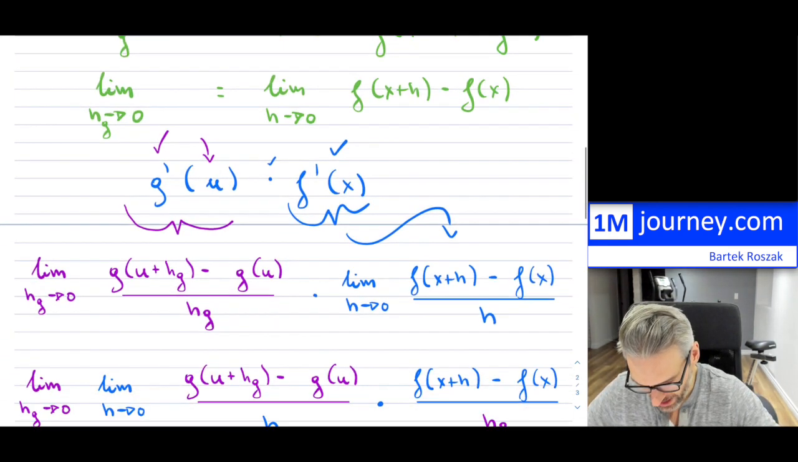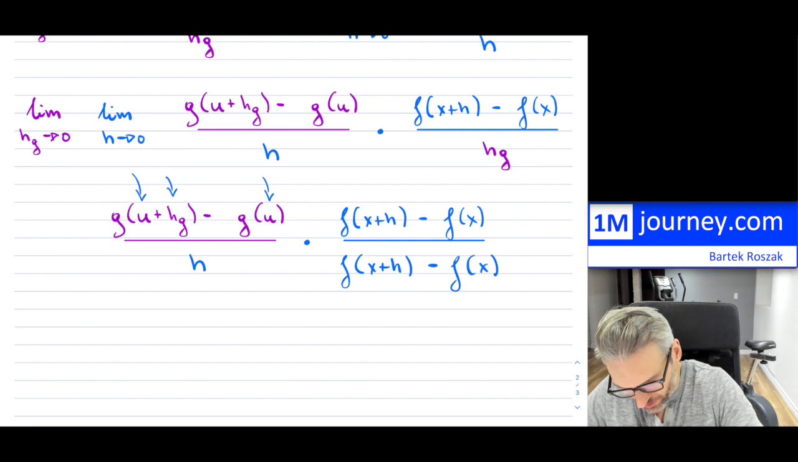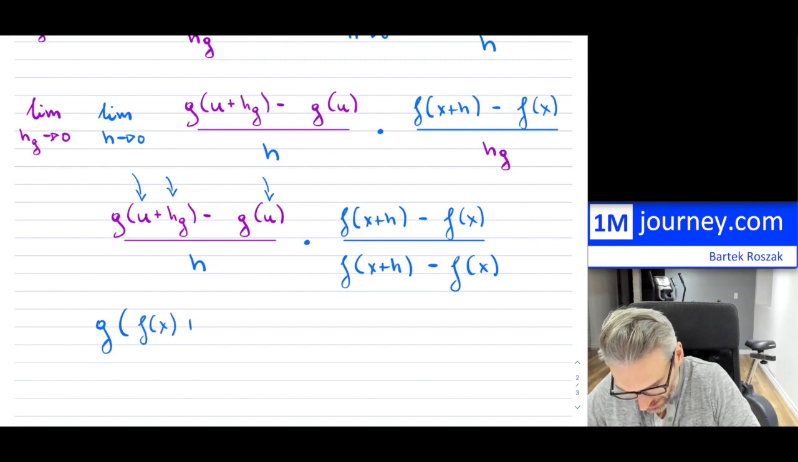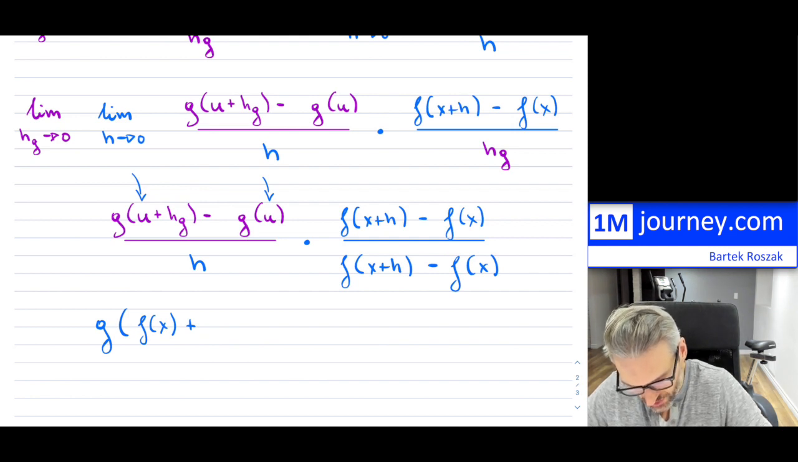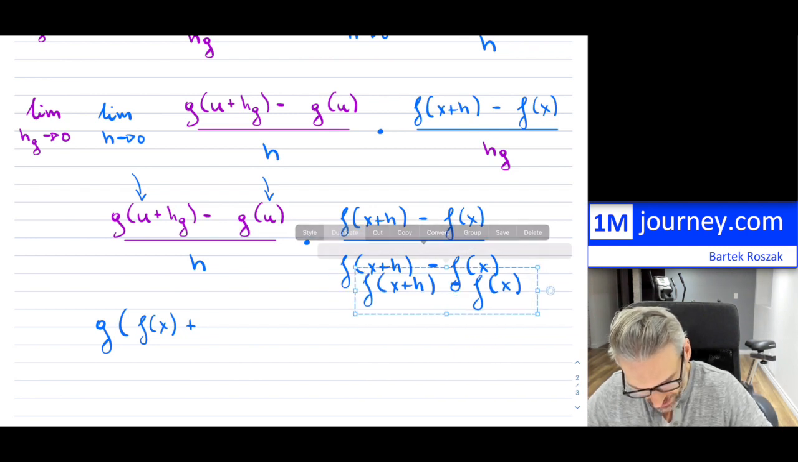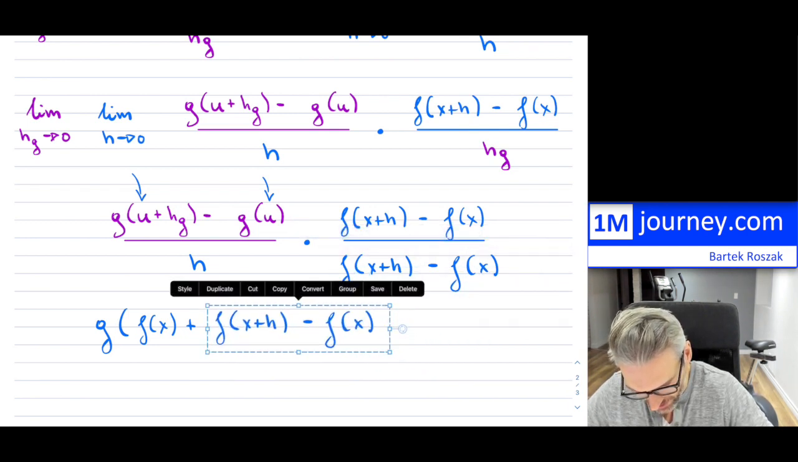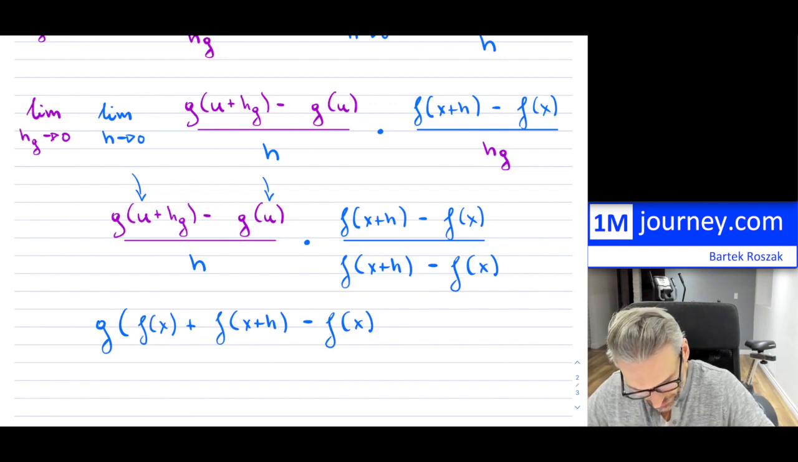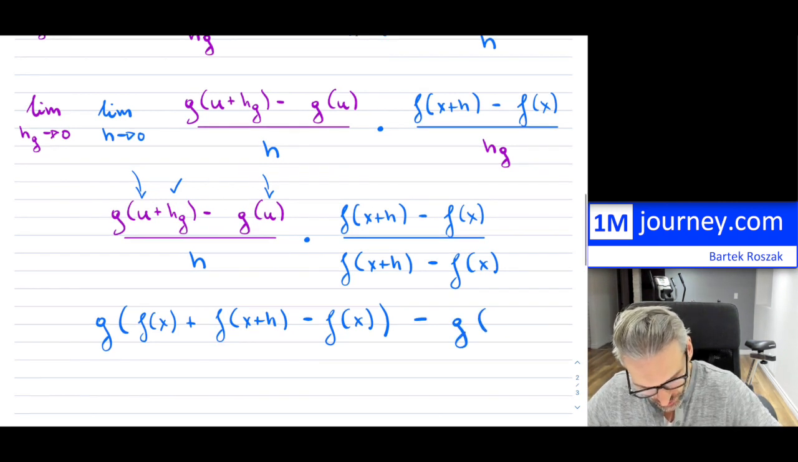So if I substitute that back in here, then what I'm going to get is g of fx plus, now hg right there was nothing else but simply all of this. So I'm going to duplicate it and bring it down here. So that's what this is. So that is my u and my hg, minus that g, and then u was just fx.